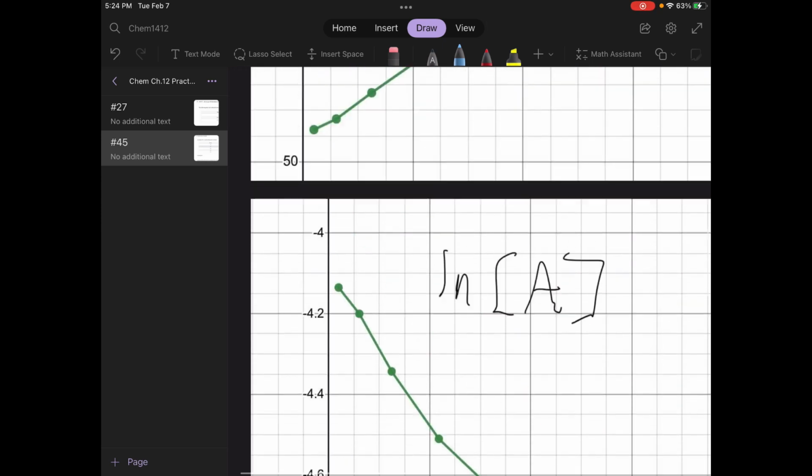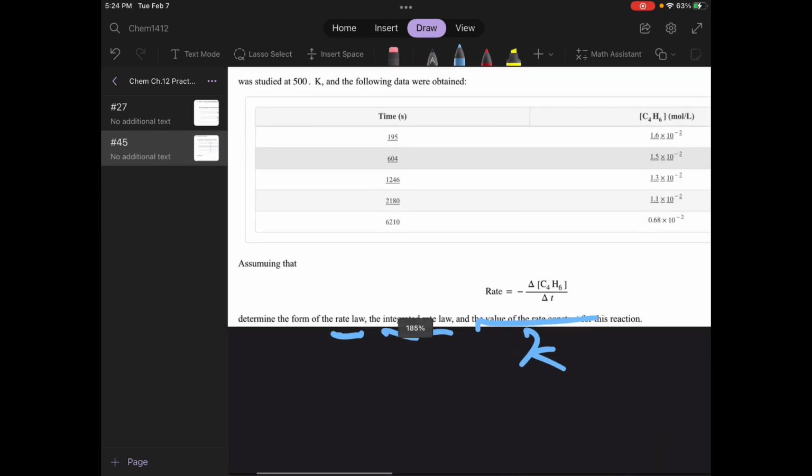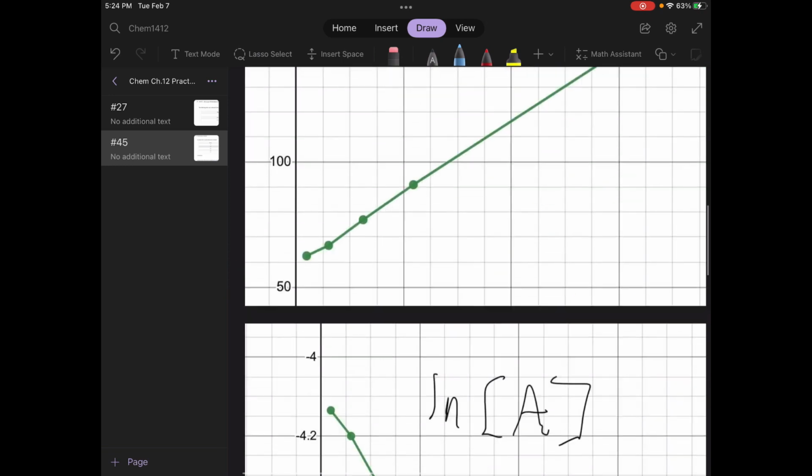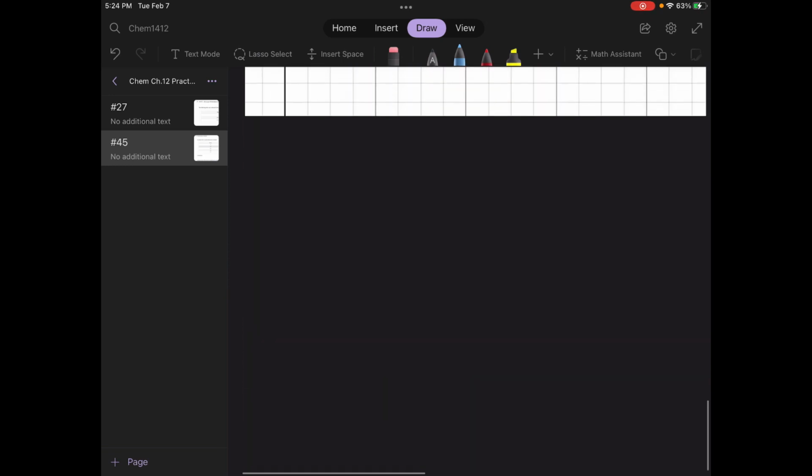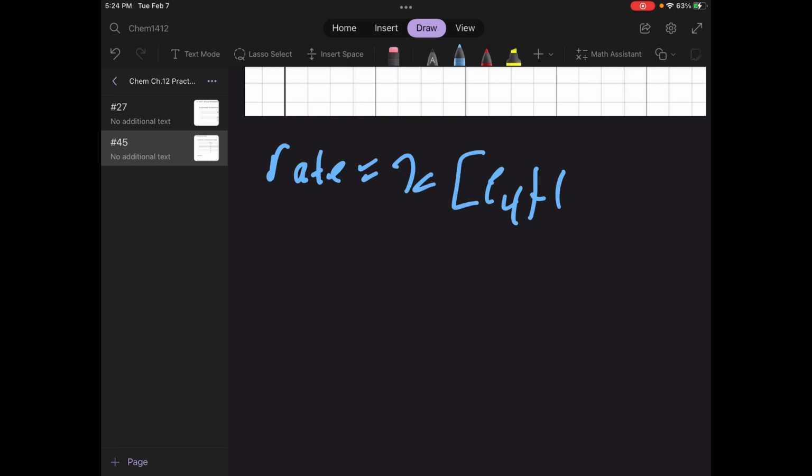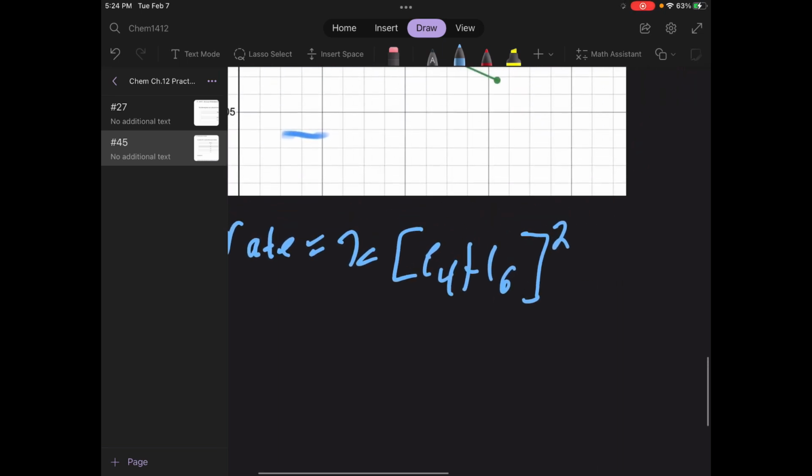So what we're trying to look for right now is the form of our rate law. The form of our rate law is rate equals k times C4H6 squared, which comes from it being the inverse function from our integrated laws, the second order one.